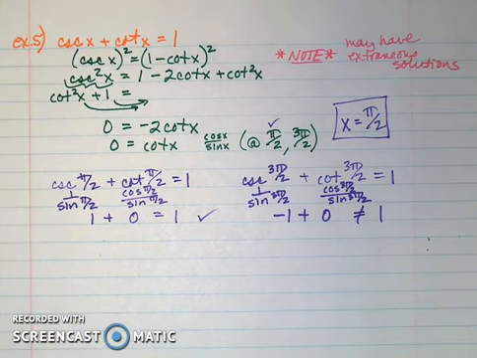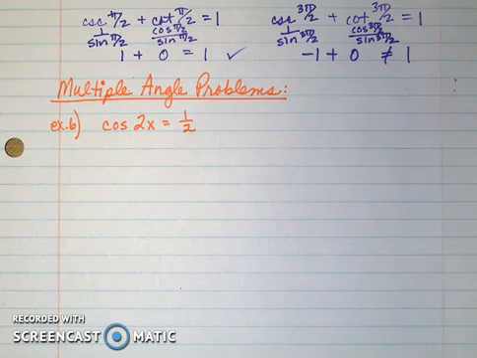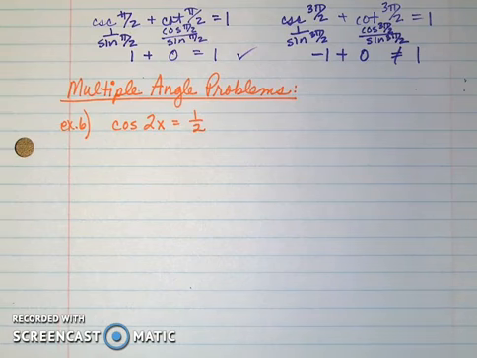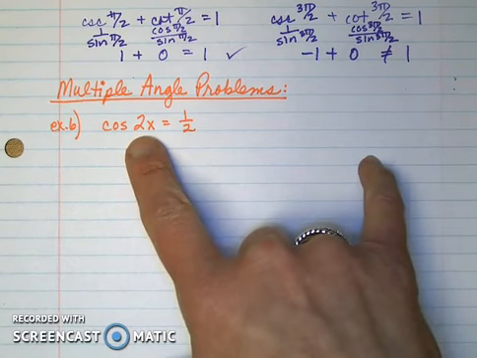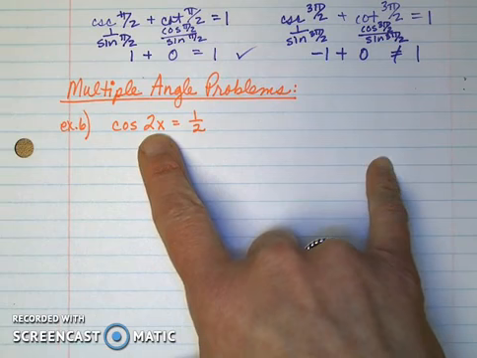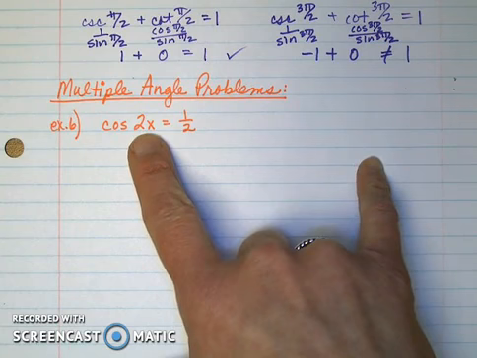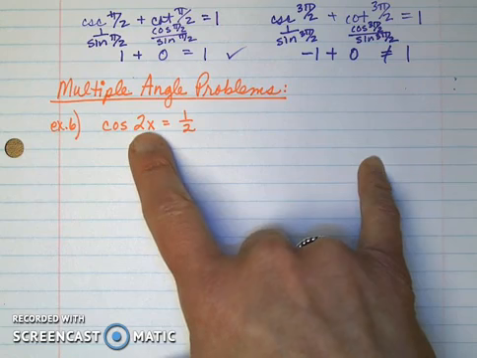Let's try another type of problem. The next type of equation I want to introduce to you are multiple angle problems. Multiple angle means that, if you notice, we have cosine of 2x. It could be 3x. It could be 4x. It could be cosine of x over 2. It is not just the x value or the theta value. You are now having to deal with multiple angles.